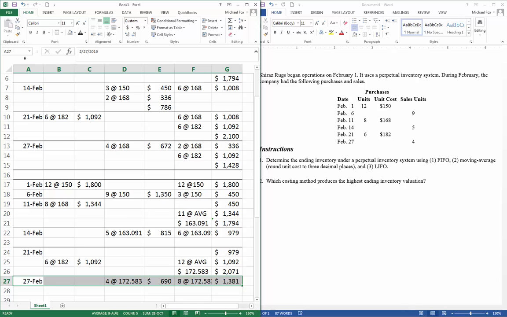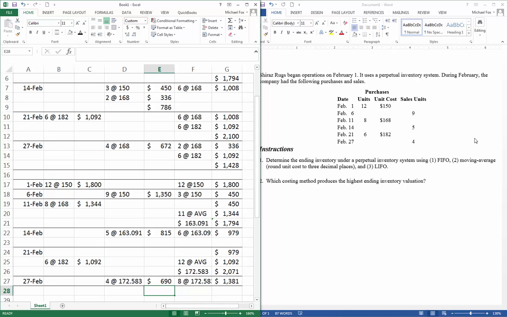As you can see, that's a little more complicated, but that's how we have to do it if we're doing an average. Each time we buy more inventory, we've got to create a new running average when we're using this perpetual inventory system. Remember, a perpetual inventory system updates with each transaction. That's why we have to calculate a new average each time we purchase and use that average each time we make a sale.